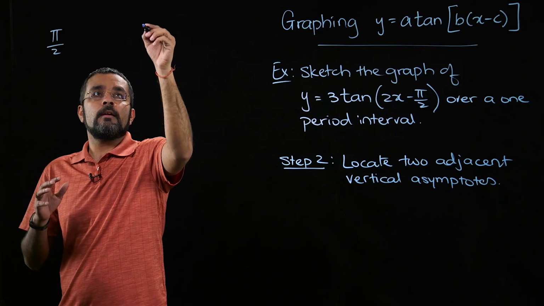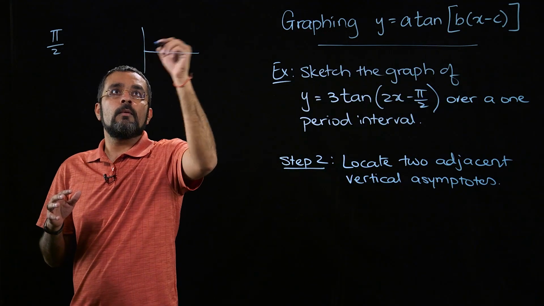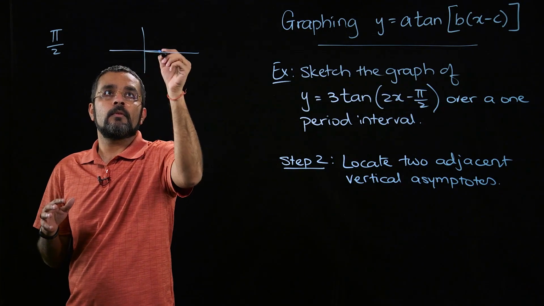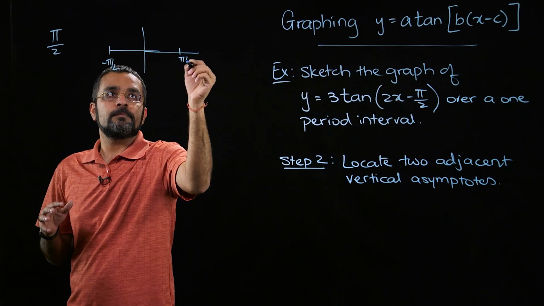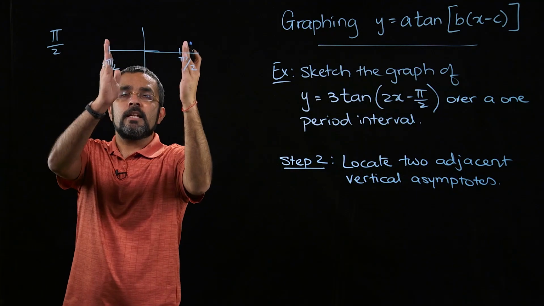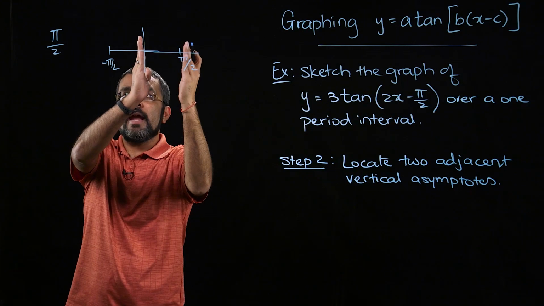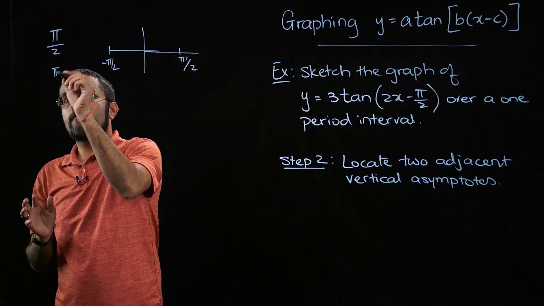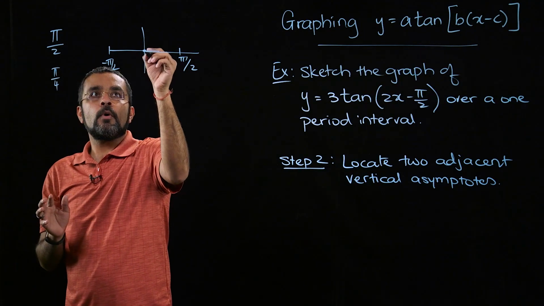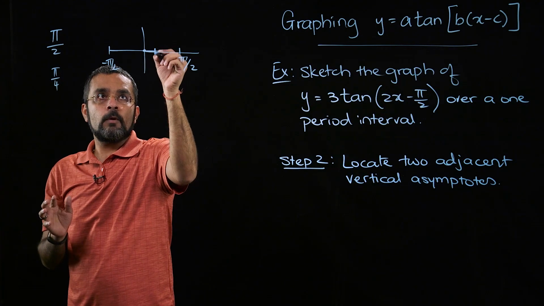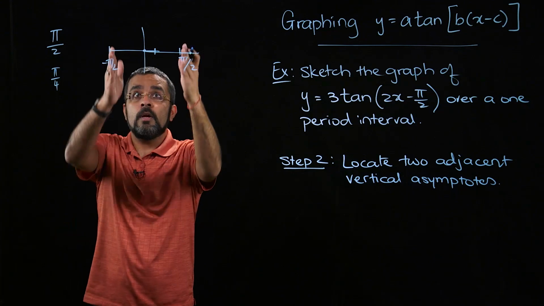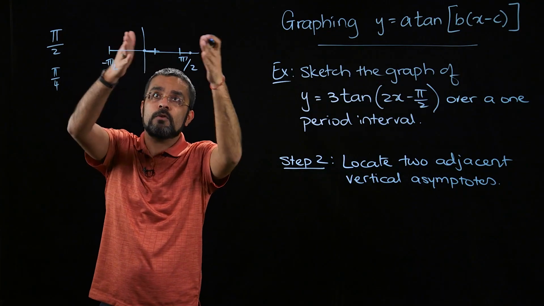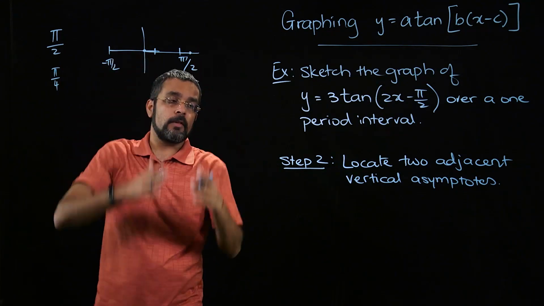So my function, first of all, is, say, negative pi over 2 to pi over 2. This length became half suddenly. And there was also a horizontal shift of pi over 4. So this point has now moved by pi over 4, and this point also has moved by pi over 4, right? So these asymptotes have also moved, and how have they moved? We need to figure that out.